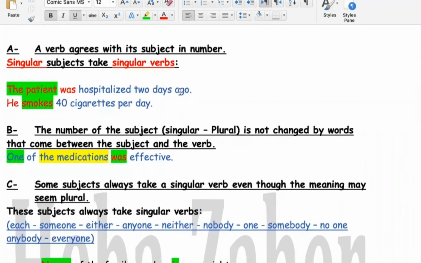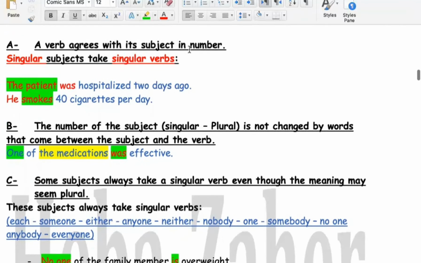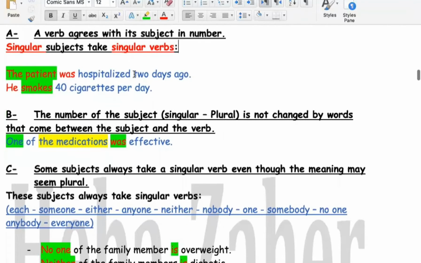Let's check the rules of the subject-verb agreement. Number one, a verb agrees with its subject in number, which means that if the subject is singular, it takes a singular verb, and if the subject is plural, it takes a plural verb. For example, the patient was hospitalized 2 days ago. The patient was. Was here is the verb, and the verb must agree with the subject in number. The subject is the patient, and this one is in the singular form, so the verb will be in the singular form. The patient was.